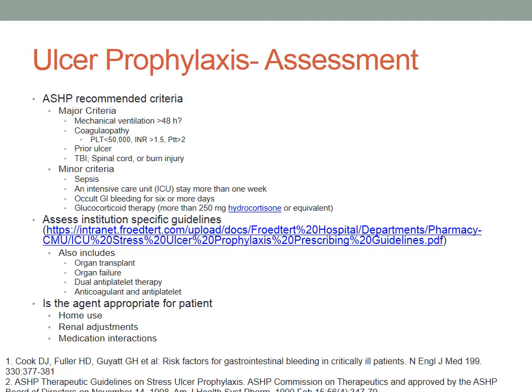Other considerations for choosing an agent would include, is it what the patient was on at home? Does the medication need to be adjusted for their renal function? And are there any medication interactions between the selected agent and the patient's home or current medications?